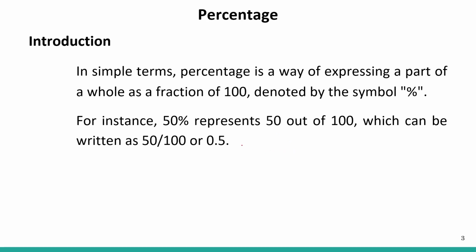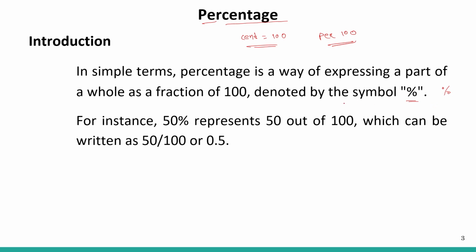So what is percentage? In simple terms, here you can see percentage. Cent means century, that is 100, and per 100. This is the gist of this naming scheme. So in simple terms, percentage is a way of expressing a part of a whole as a fraction of 100, denoted by this symbol. The symbol for which percentage is denoted is a slash symbol with two zeros in its upper and lower range.